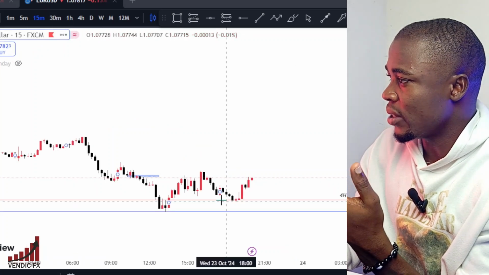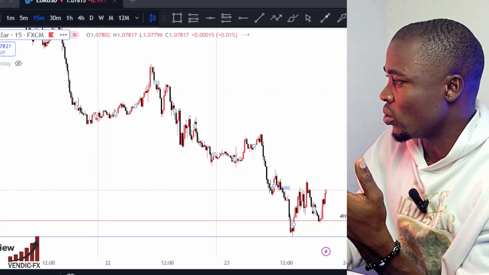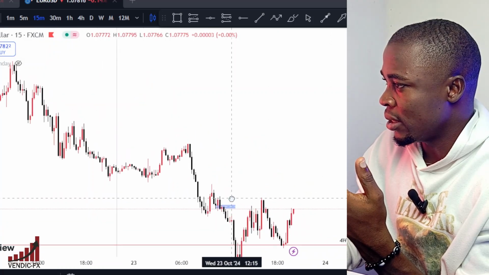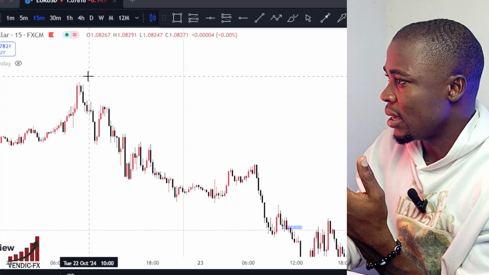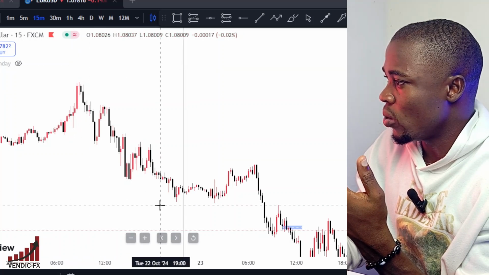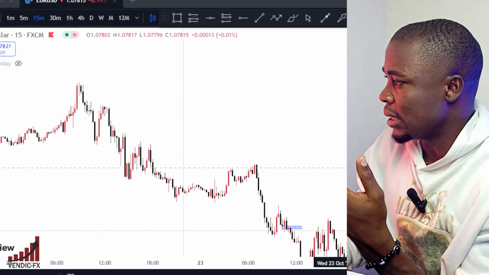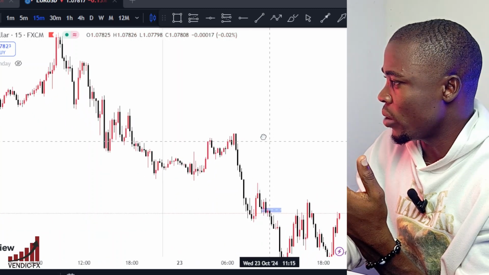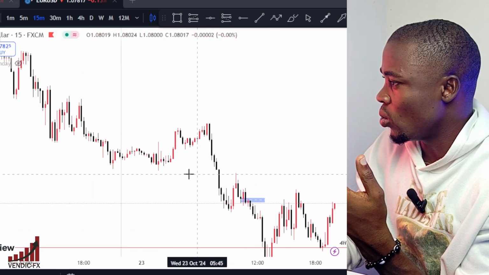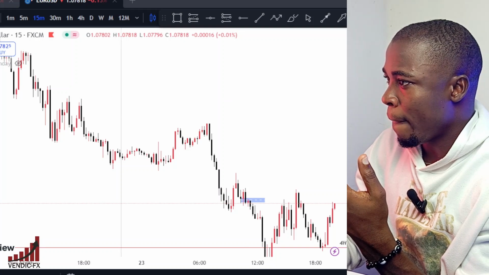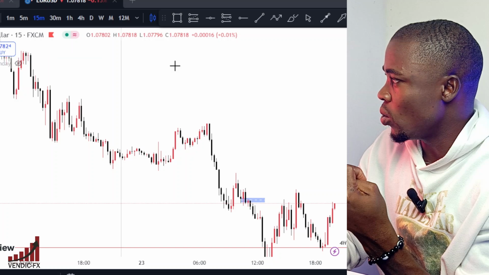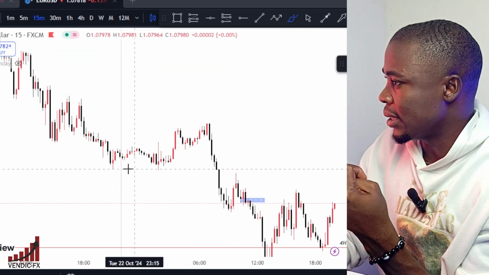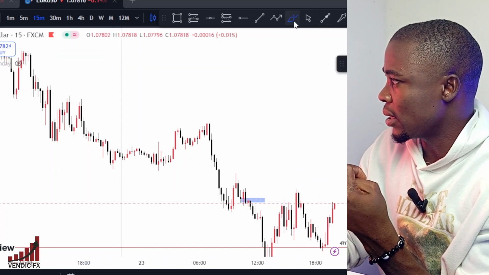When we step down to 15 minutes, you just need a close above the range. Let's say this was our previous higher high, higher low, lower low. This is the next lower high. So immediately we got a close below this support, this particular support.